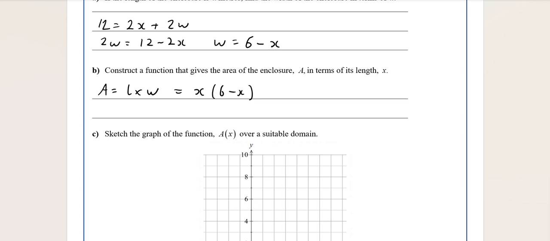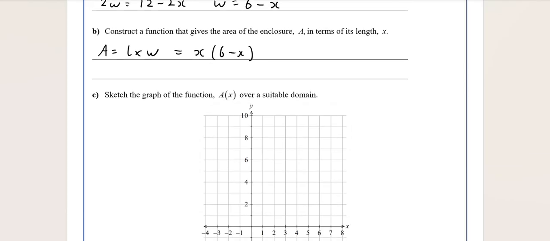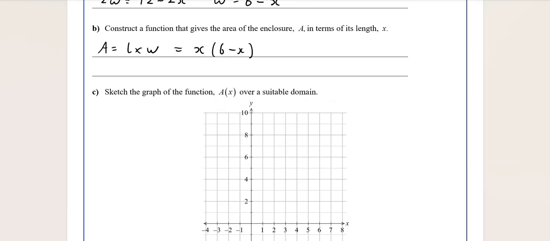Now, what we're asked to do next is take that area and plot that over a suitable domain. So what I can do first of all is I know that this is x times 6 minus x. If I expand out these brackets, it'd be 6x minus x squared. We've got a squared graph, we've got a parabola, that's what we're expecting to get. It's got a minus sign in front of the x squared, so I'm expecting it to be like one of the upside down frowny face ones.